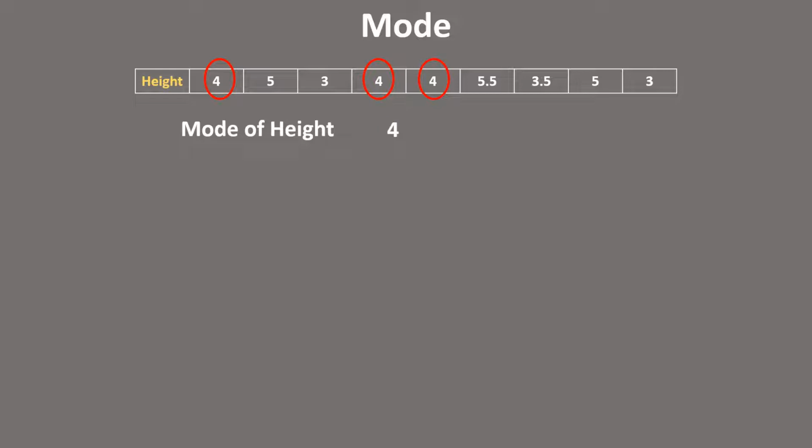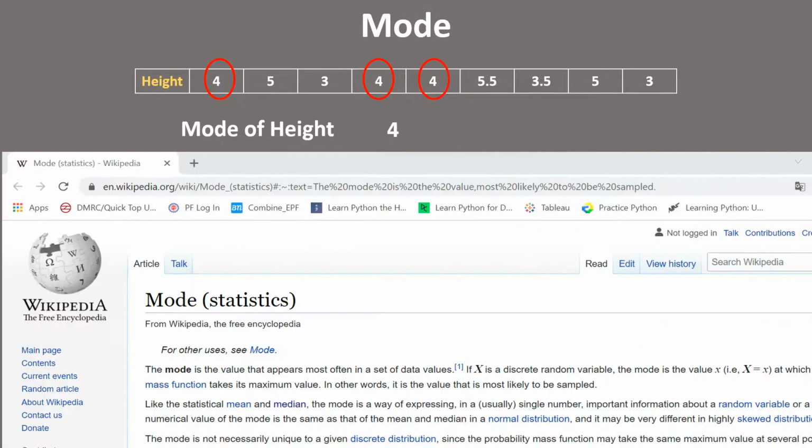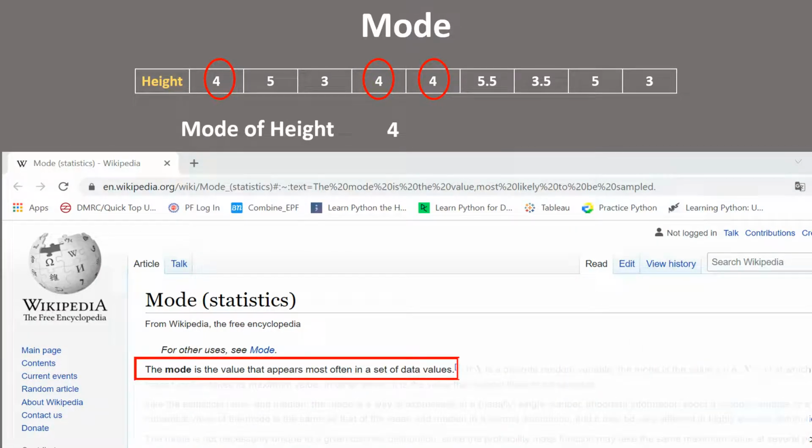So the definition says the value which appears most often in the given data set, that's called the mode. Let's have a look at its definition as per Wikipedia. So if you look at Wikipedia, it says the same thing. The mode is the value that appears most often in a set of data values. I hope you understood this.